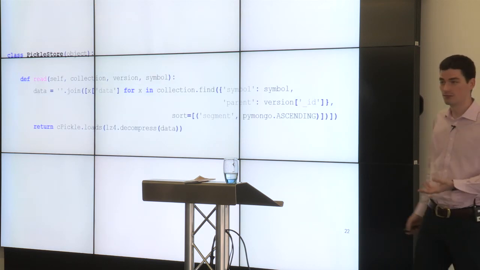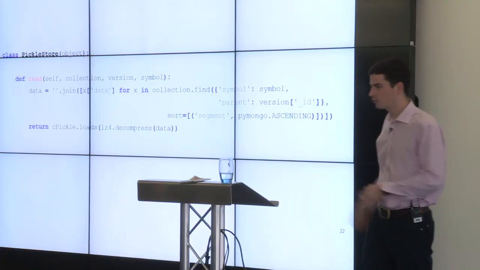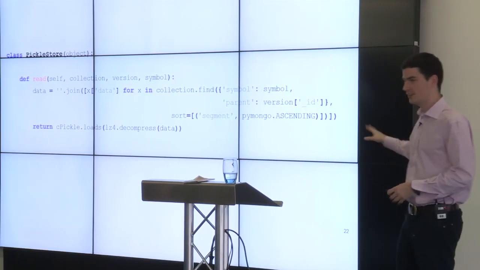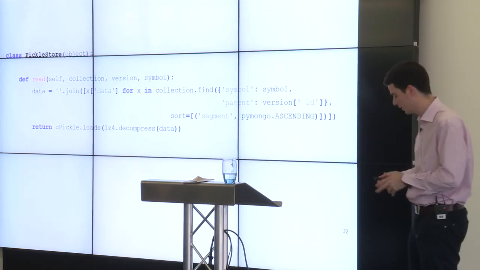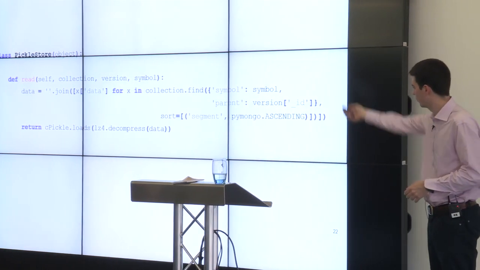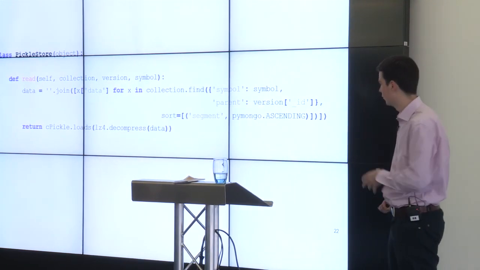Reading data is even easier. It's just 2 lines of code. String join, collection.find symbol and the parent version, sort it by the segment field, and then cPickle load the decompressed data. Now, it's really stupid, but it's fast, because you're not actually doing very much in Python here. No for loops or anything like that. It's all happening in C. Well, there's an implicit for loop there. You can make this faster in Python, but we didn't need to.